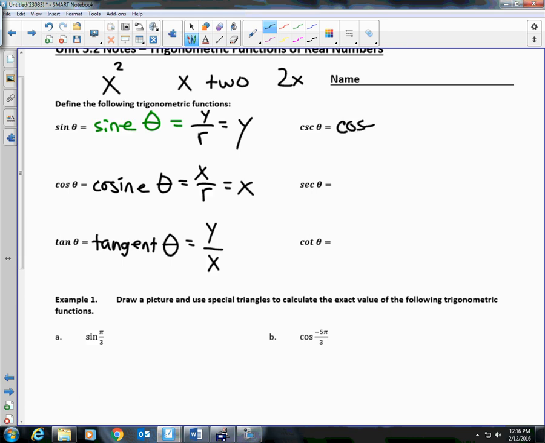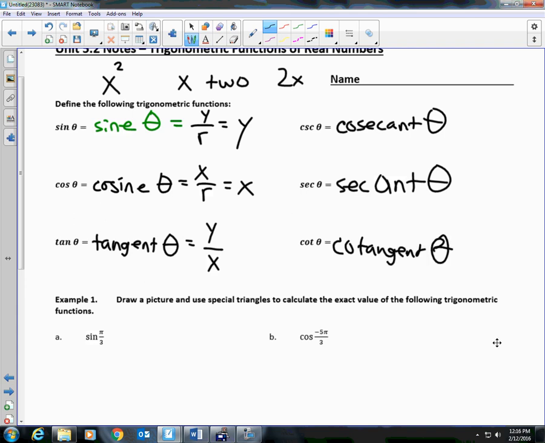This is cosecant of theta, secant of theta, and cotangent of theta. And the nice thing is, once you know sine, you know cosecant. It happens to be the reciprocal, or r over y. Secant is the reciprocal of cosine, so r over x. And cotangent is the reciprocal of tangent, so it is x over y. And those are the relationships that we express.